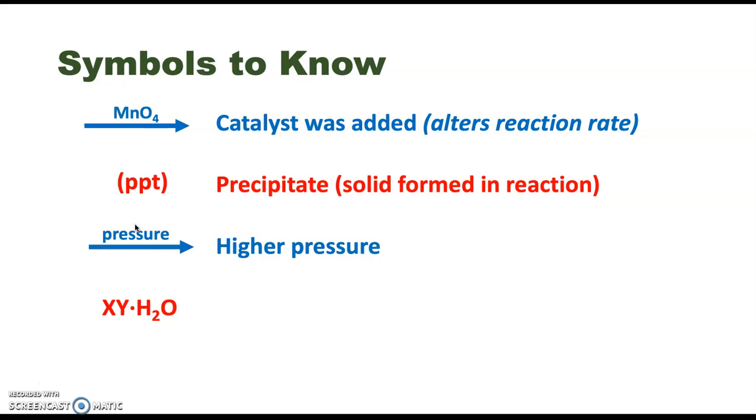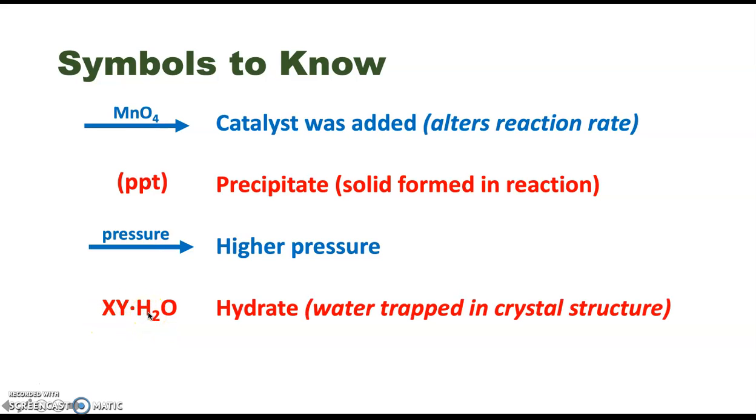Now this last one is new to you. If you see a compound with a dot H2O, we call that a hydrate. It means that water is trapped in the crystal structure. We'll talk about that more in class. But just know that if you see dot H2O, we call that a hydrate. That's all you need to know at this point.